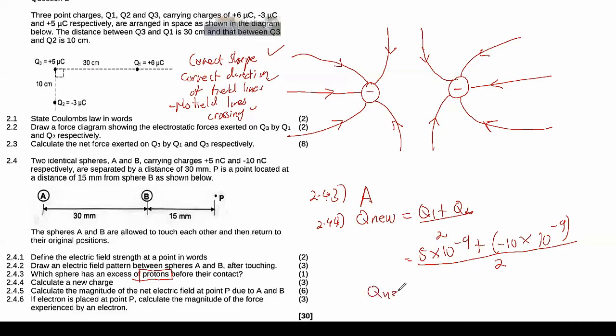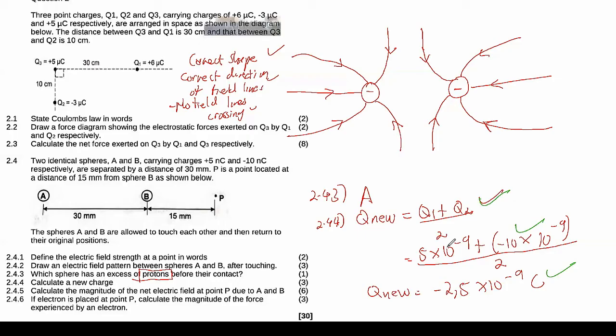Now your Q new is equals to what? -2.5 times 10 to the exponent of -9 coulombs, right? So do not forget the SI unit there. And then how many marks was that? It was 3 marks. So they mark the formula, they mark the substitution, they mark the correct answer along with the SI unit. Remember, I told you if you do not include that SI unit there, then you definitely won't get that mark.